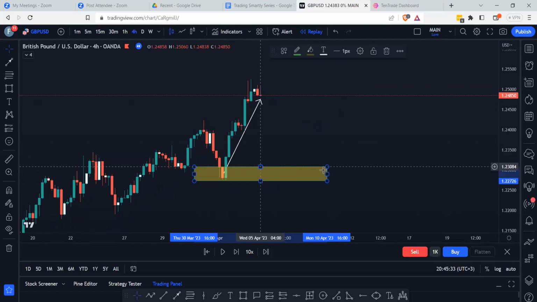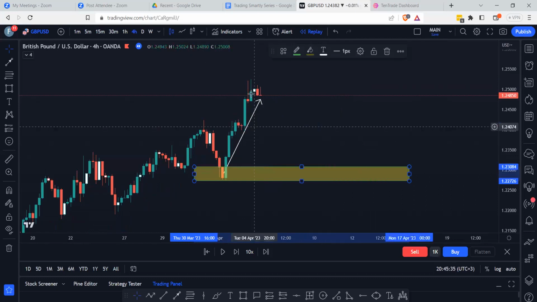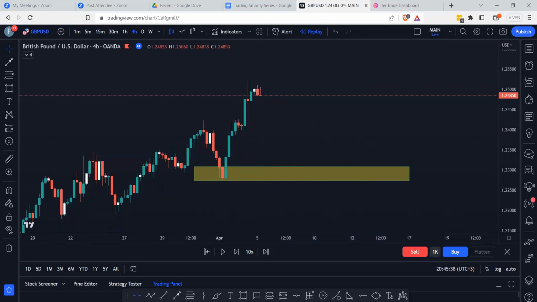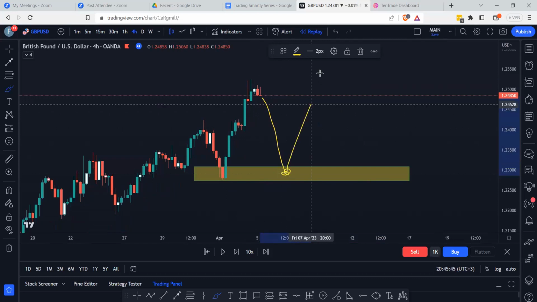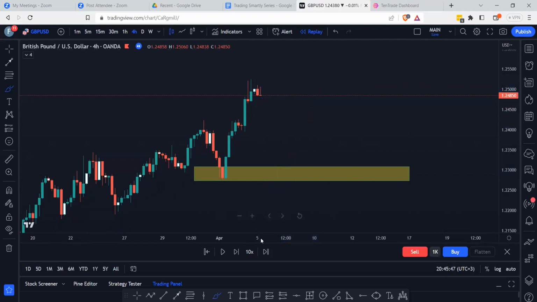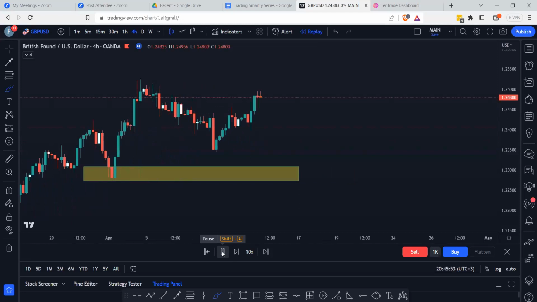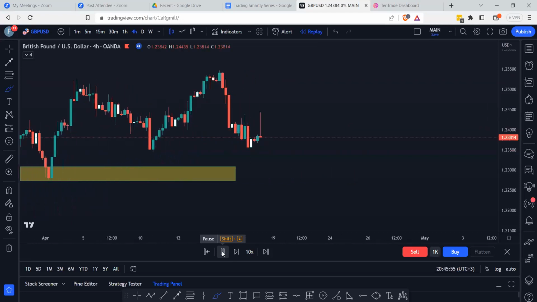So if for any reason price should retrace into this zone, we'll be interested in buying somewhere around here to the upside. Okay, let's see if price has done that yet. Okay, so price has not done that yet.